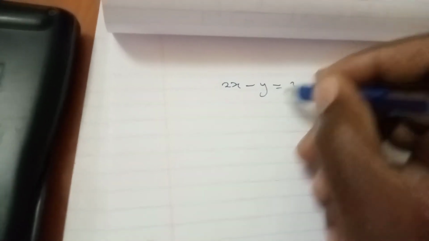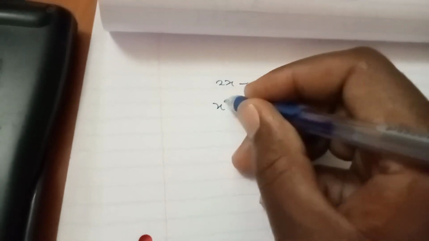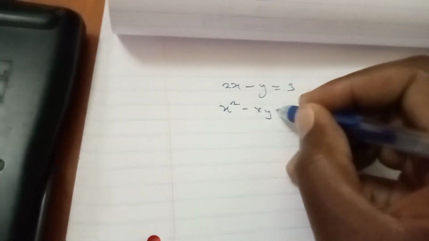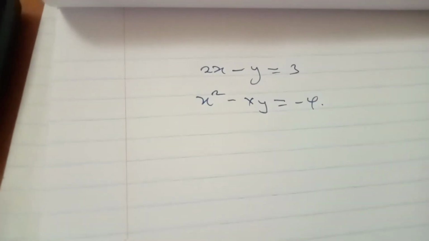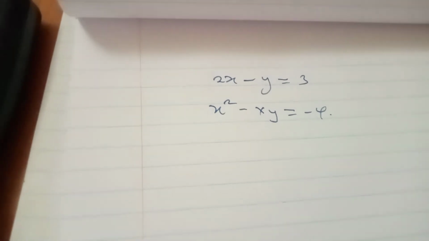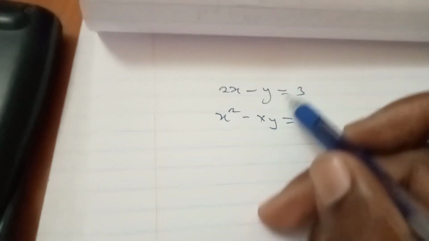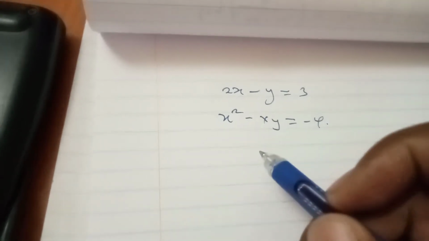This one is involving a system of equations, and actually it's a quadratic equation. So you've been told 2x minus y is equal to 3 and x squared minus xy is equal to negative 4, right? So that's another simple pair of quadratic equations, and you can see that you can use the substitution method in order for you to solve this one.